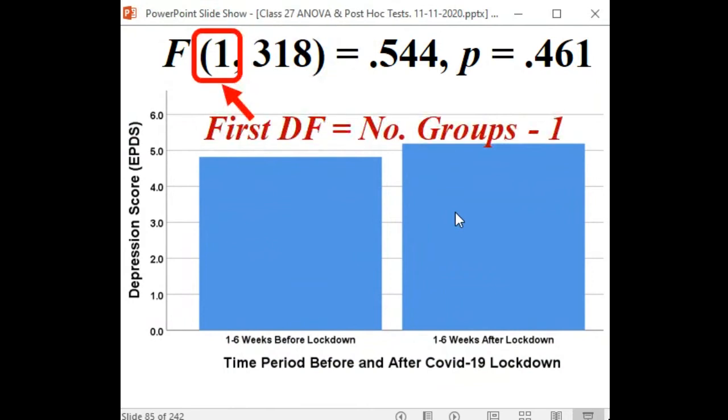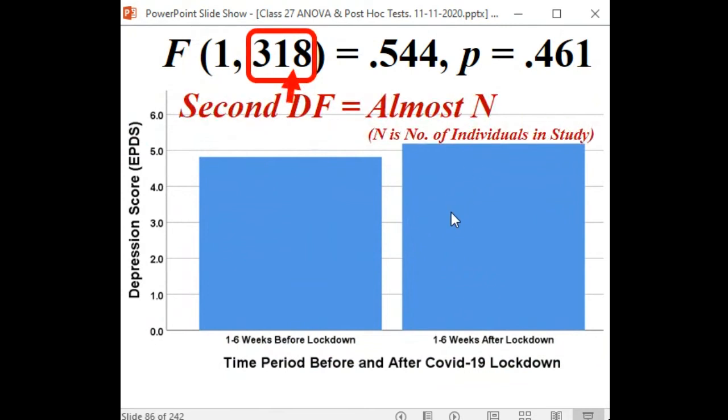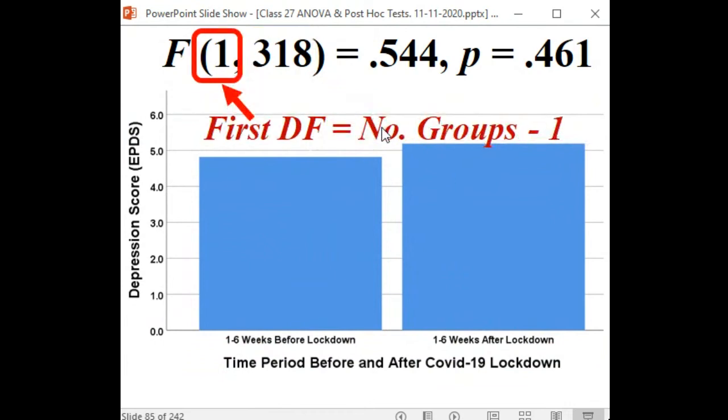The first degree of freedom on the left is supposed to be equal to the number of groups minus 1. Well, the number of groups in this example is 2. There are 2 bars. So 2 minus 1 is equal to 1. So yes, you can see the first degree of freedom is 1, just like it's supposed to be.